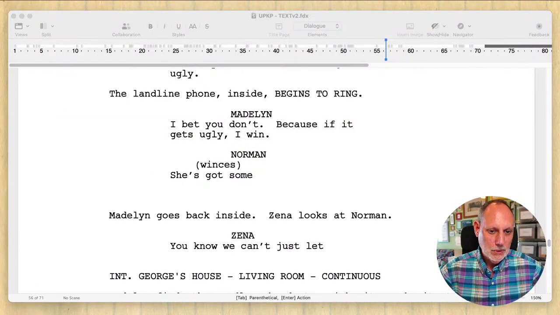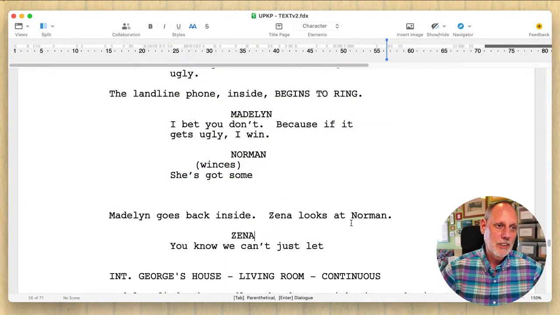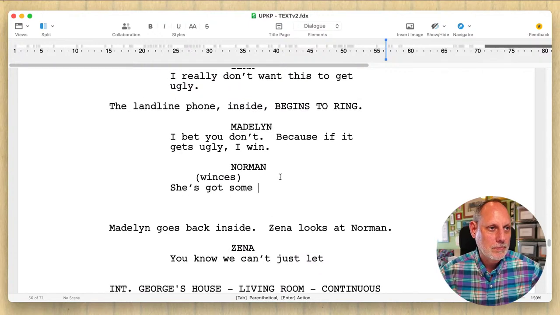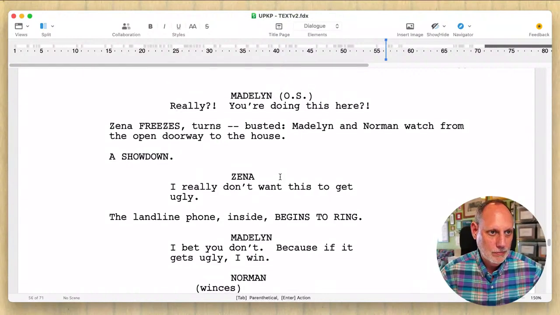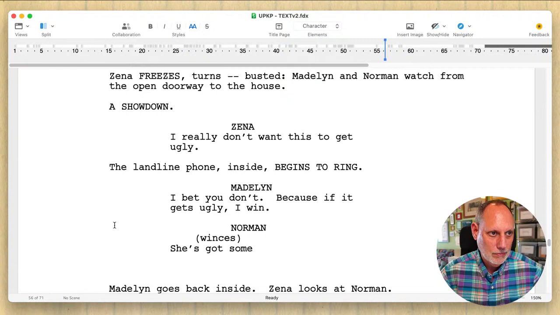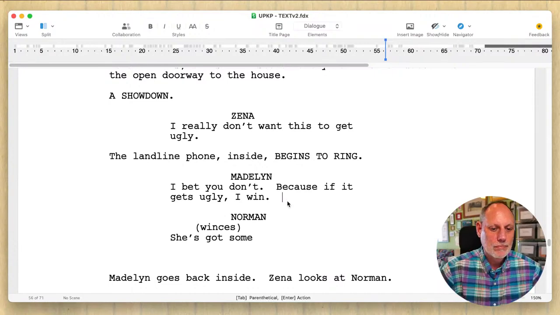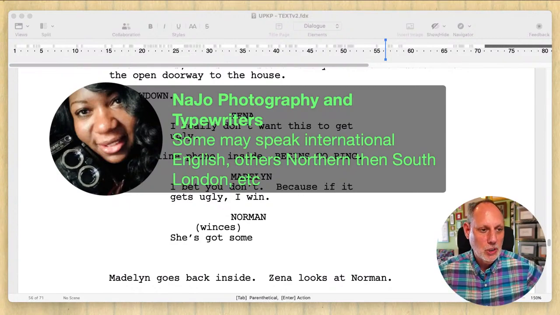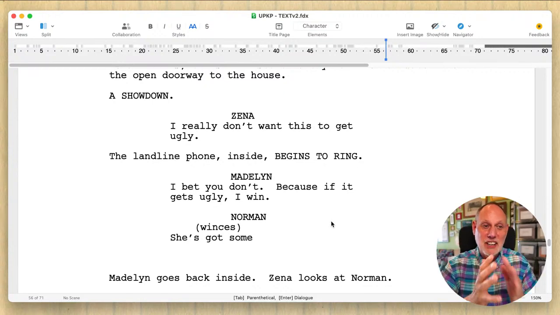Oh, you're welcome. Cool. Separate my British character's dialogue by Cockney or slang or imperfect dialect. Absolutely. That's one of the fun things. If you know dialects, throw them in. All right. Do you actually know those differences, Natasha? That's pretty cool. That's refined language. Not refined, but defined.